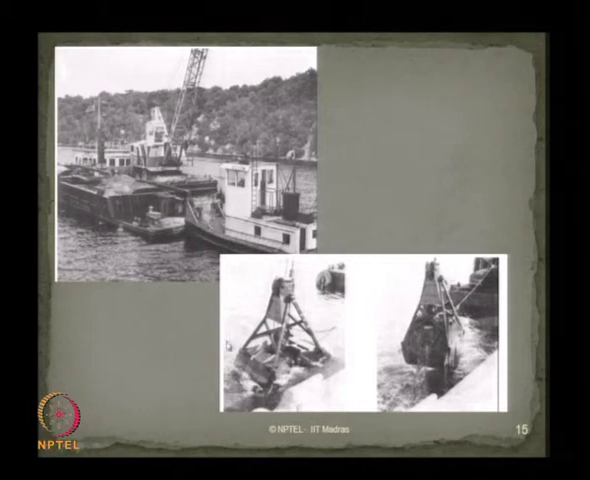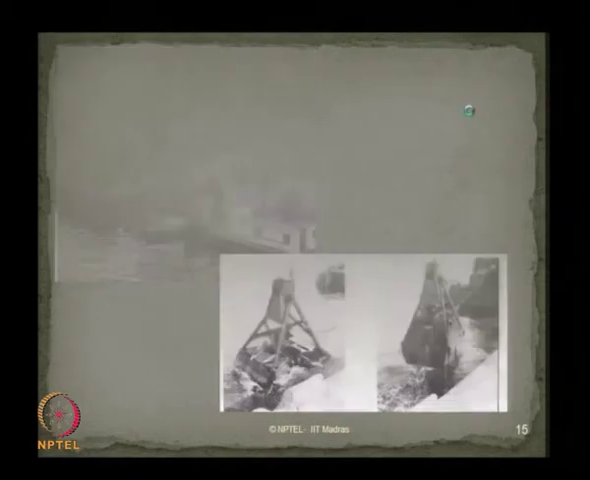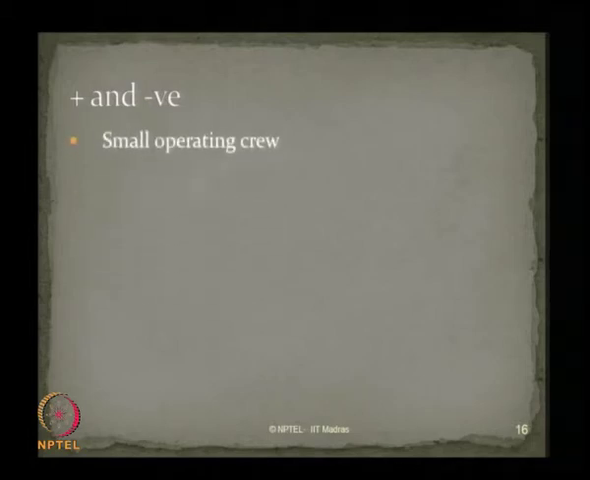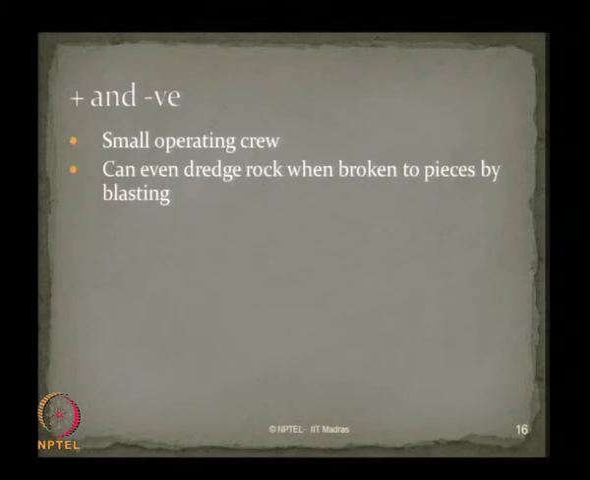These are all photographs showing different levels of operation of a bucket dredger. As you see, the dredger is picking up the material and it is being discharged in a specific form as it is desired. There are advantages and disadvantages of bucket dredgers. It requires only a very small operating crew. It can even dredge rocks when broken to pieces by blasting. It is a heavy, versatile machine which is very commonly used in harbors.